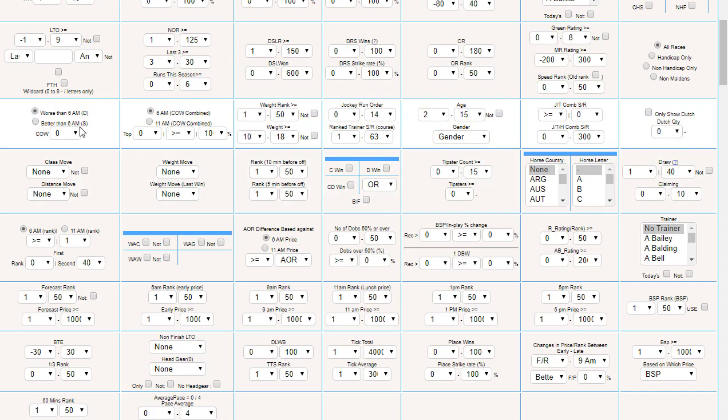Now, the way I've done it here is that we look at the 6 a.m. price and see if it's worse. So in other words, the horse is drifting, or it's steaming in, or it's coming closer. And you can use, if you want to, also an amount. So is it steaming in by 1 or more? That's quite handy to look for steamers and drifters.